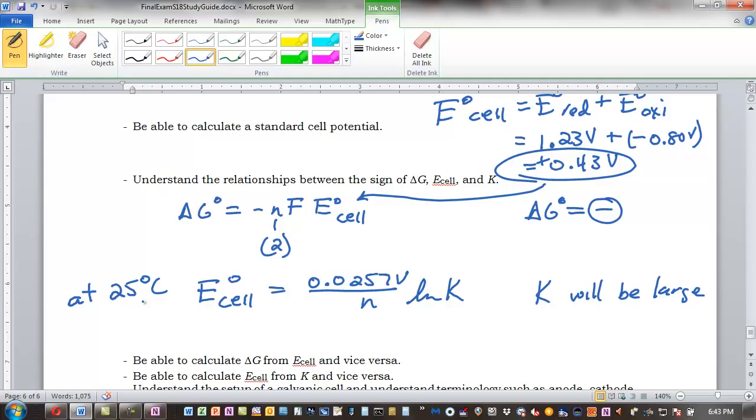Everybody know how to use this equation? So again, if you have cell potential, just plug in, solve for K. Watch for this natural log term. You might have to get rid of that in front of your K.